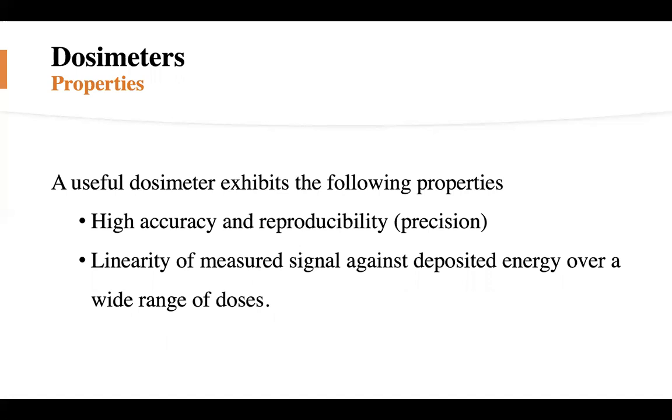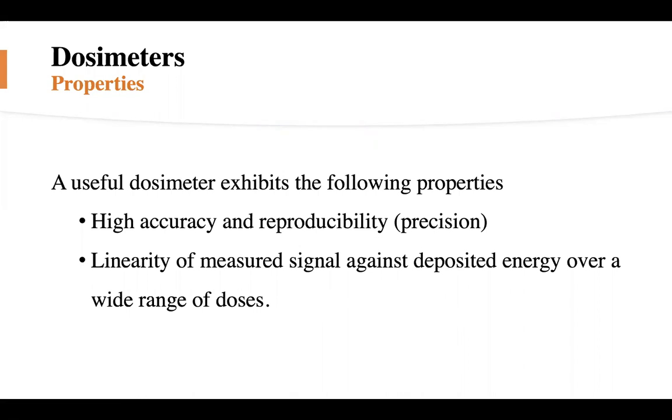A useful dosimeter exhibits the following properties: high accuracy and reproducibility, precision. So if you use the dosimeter today and tomorrow, it should produce the same measurements. After 1 month, it should produce the same measurements. If the measurements are different, it cannot be used as a dosimeter. To keep the dosimeter in good condition, we need calibration of this instrument, which we will discuss later.